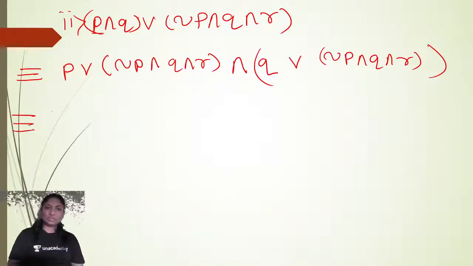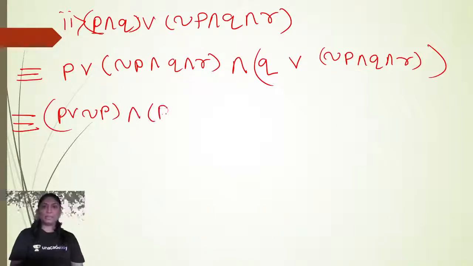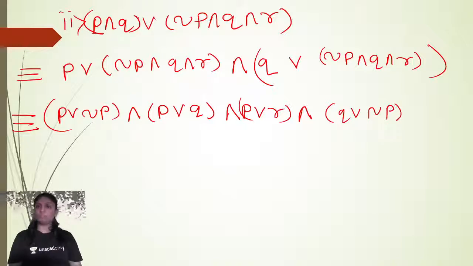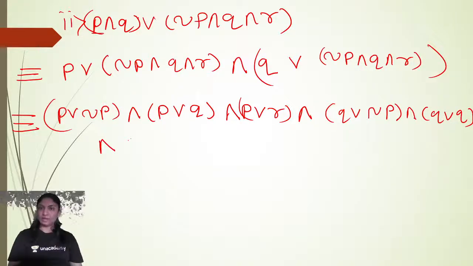Right? So which is equivalent to, again using distribution: P or negation of P, and P or Q, and again, P or R. Are you getting it up to this step? P or negation of P, and P or Q, and P or R, and Q or negation of P, and Q or Q, and Q or R.